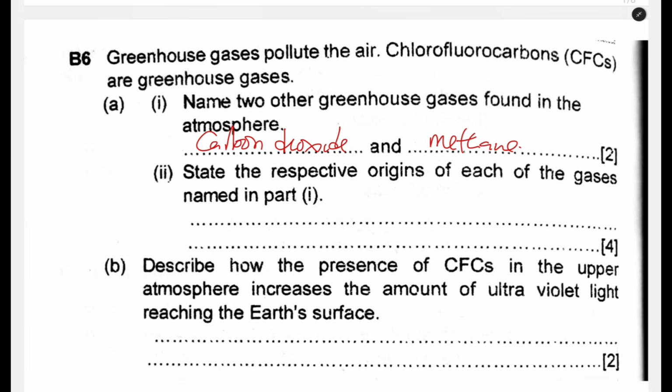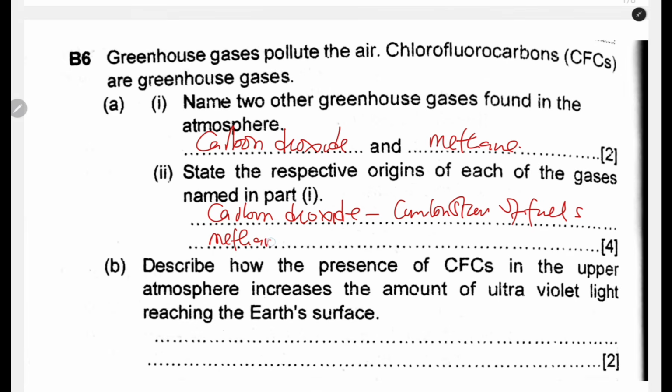Then Roman numeral 2 of A, state the respective origin of each of the gases. So for the one that we've given, let's say carbon dioxide, we give the origin. Where does it come from? What are the sources, in other words? So for carbon dioxide, it can come from combustion of fuels. You can talk of industries, respiration, decomposition, and also burning of waste. So all those are sources.